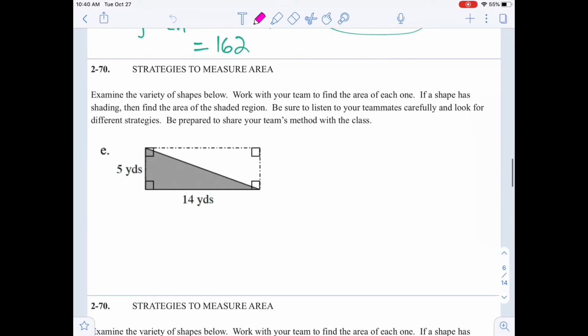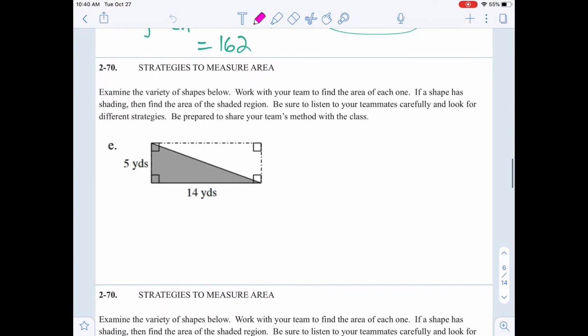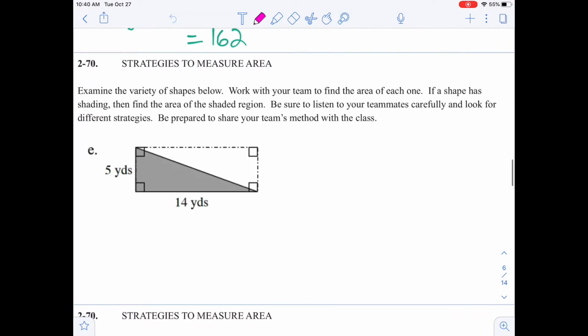So we're going to start here with 270E, and we're going to talk about finding strategies to measure area. We want to find the area of the shaded region here. We know the area of a rectangle is length times width. So what we can do is find the area of all of this, and then divide it in half because we know that it's a triangle.